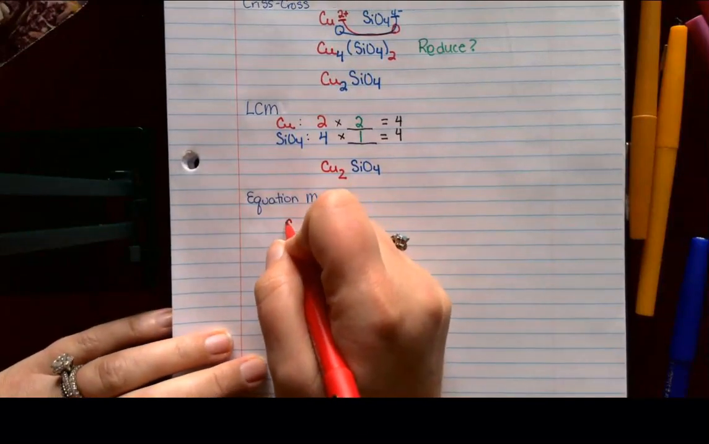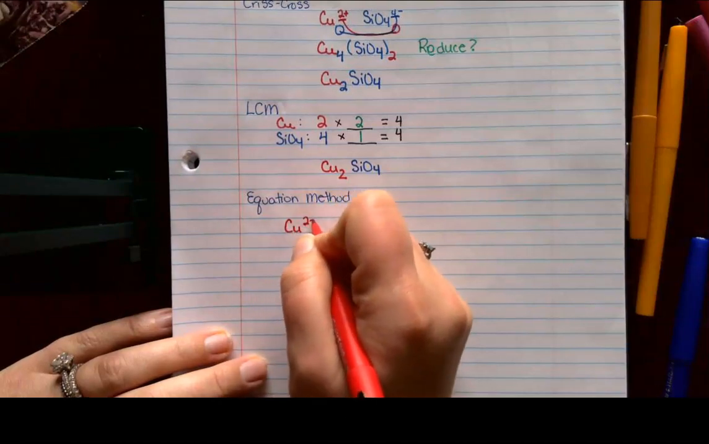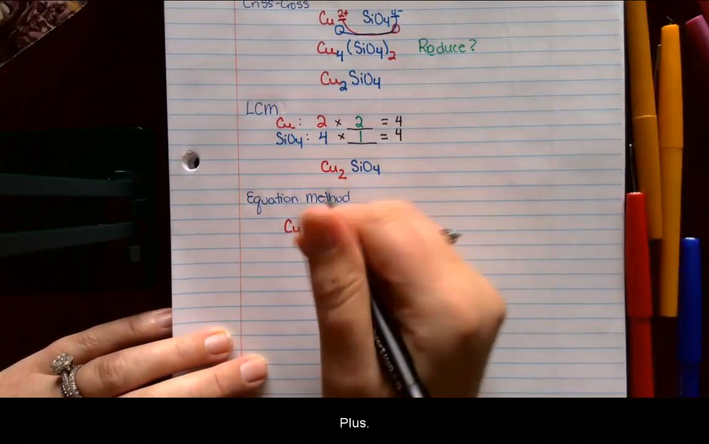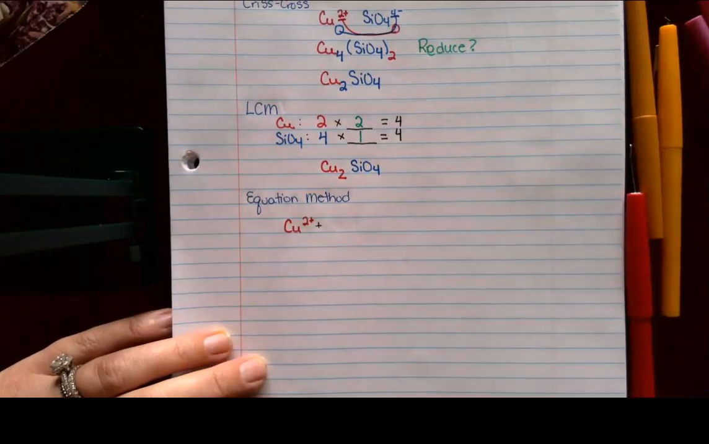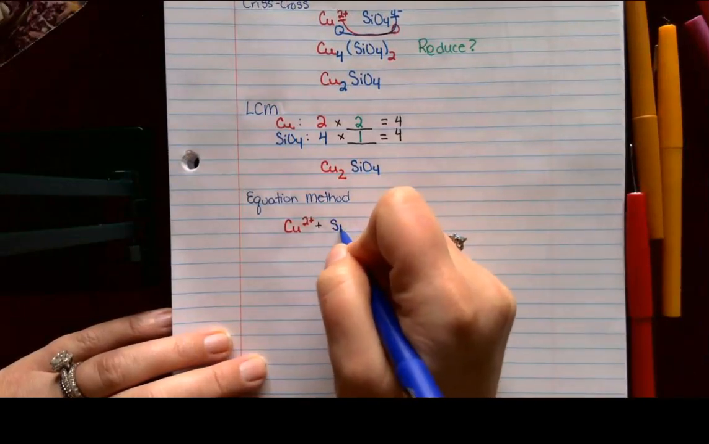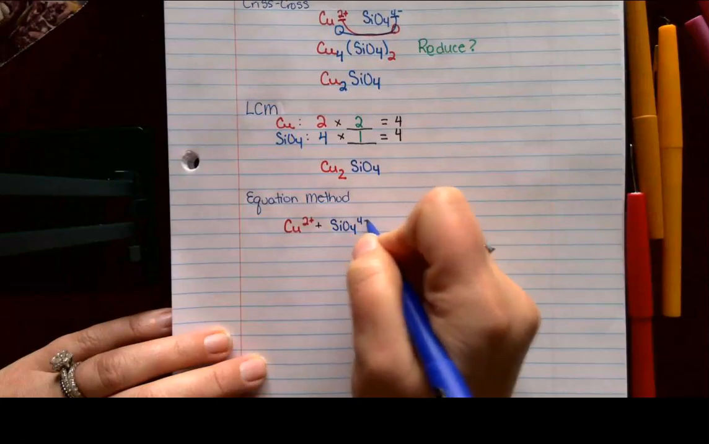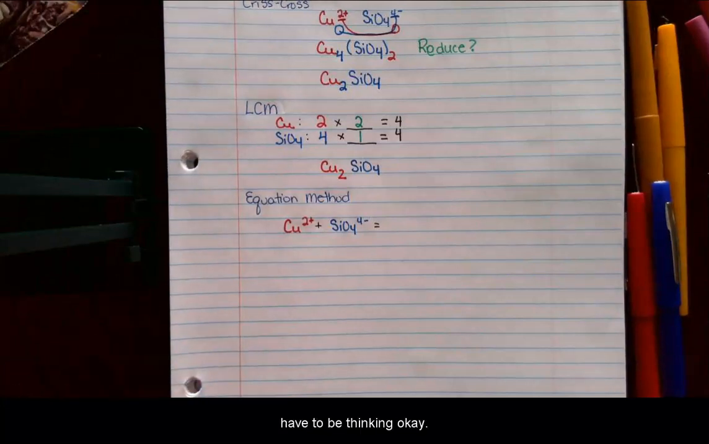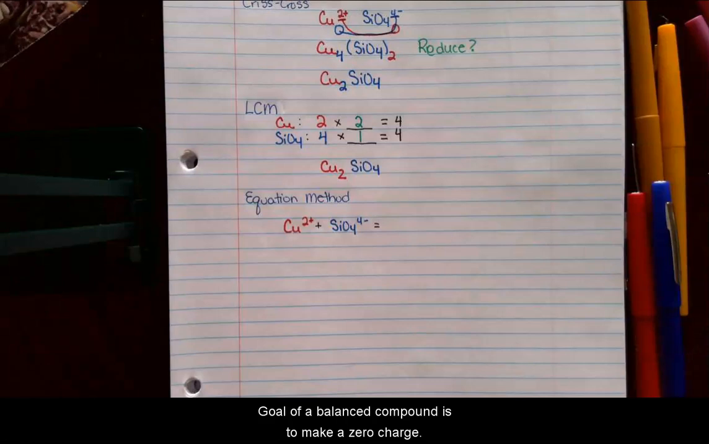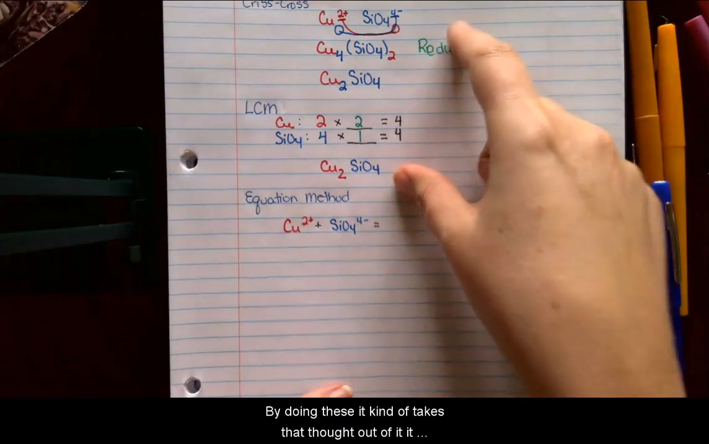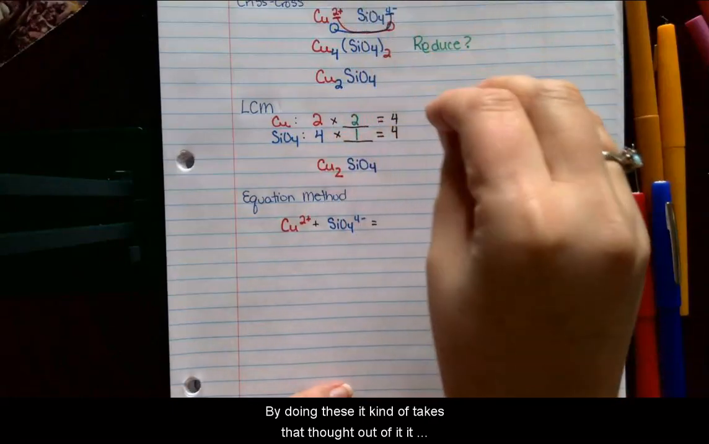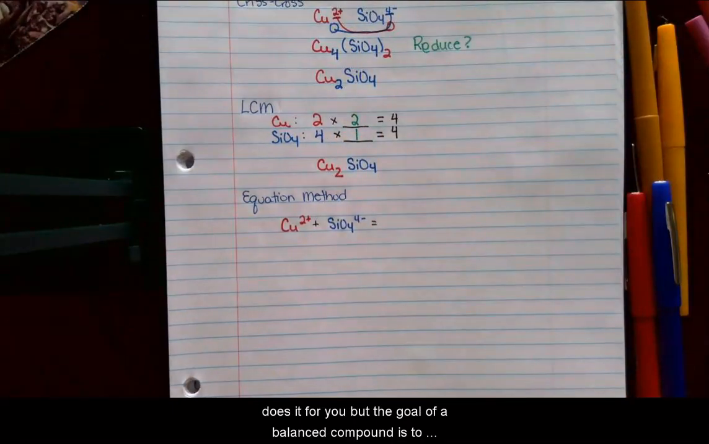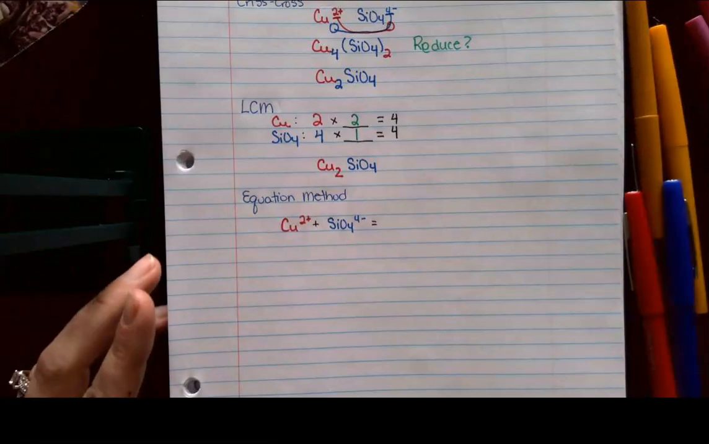So you have Cu2+ plus SiO₄ 4 minus. And you have to remember when doing this method that the goal of a balanced compound is to make a 0 charge. By doing these equations, it kind of takes that thought out of it. It does it for you. But the goal of a balanced compound is to make a 0 charge.